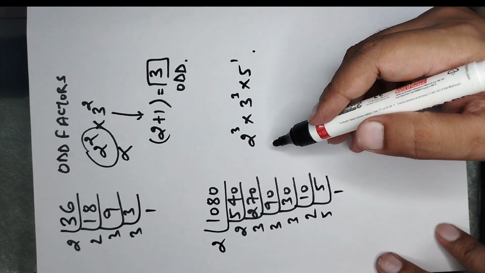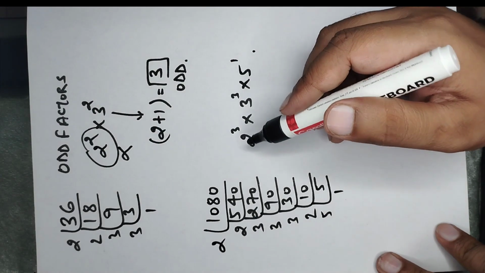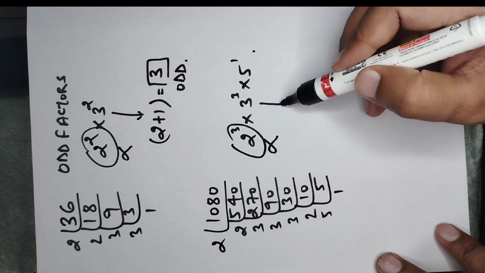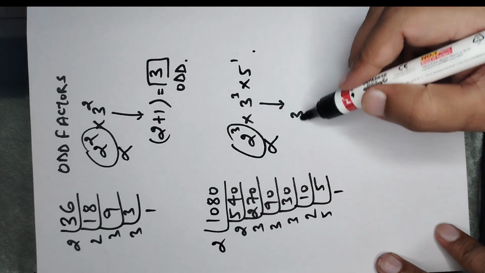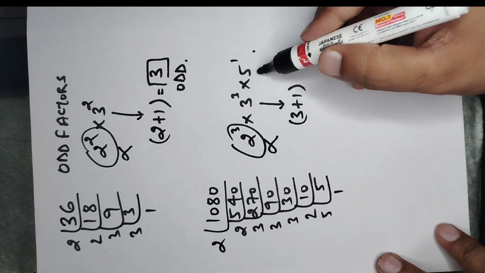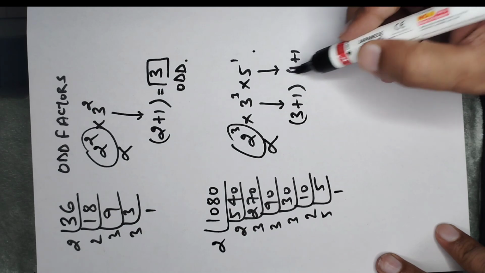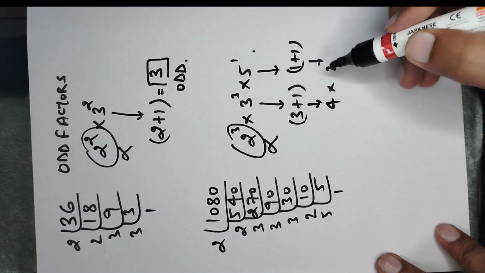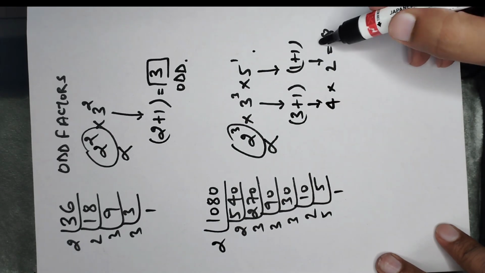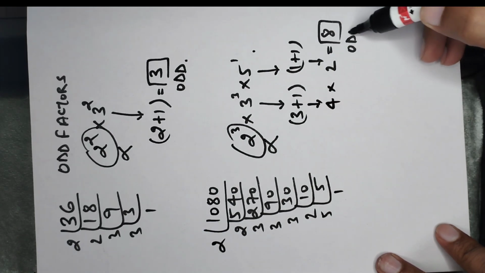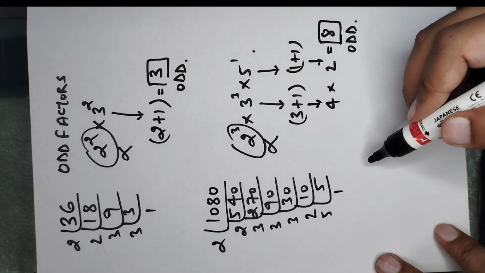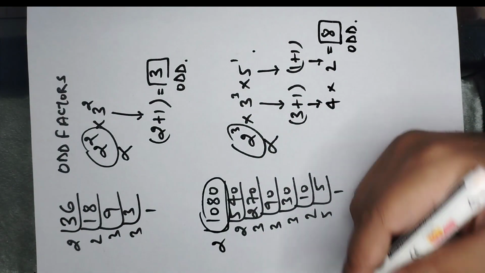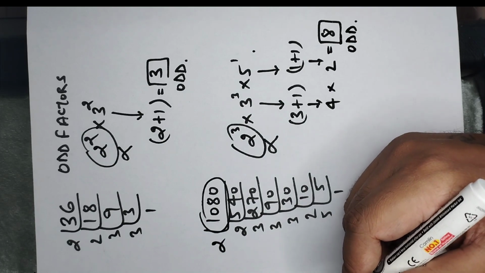Now, for finding the number of odd factors, we have to eliminate all the 2's from here. Eliminating all the 2's, and whatever remaining powers are there, you just add 1 to them. So what we got here, 3 plus 1 is 4, this is equal to 2, and 4 multiplied by 2 is 8. So I can say there are a total of 8 factors that are odd in the number 1080. So this is how we find the number of odd factors.